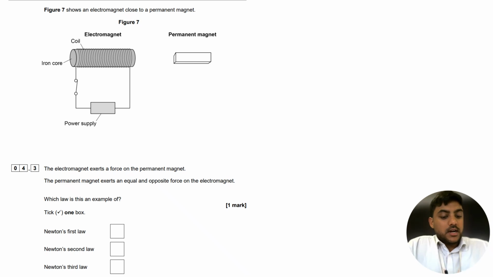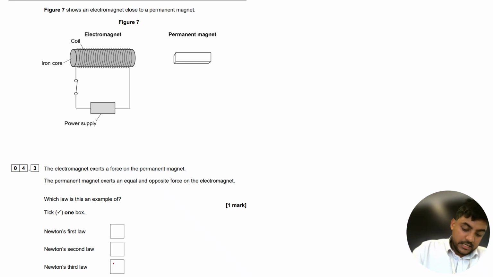Now, figure 7 shows the electromagnet close to a permanent magnet. The electromagnet exerts a force on the permanent magnet. The permanent magnet exerts an equal and opposite force on the electromagnet. Which law is this an example of? This is a forces question disguised as an electromagnetism question. The example where equal and opposite forces are exerted is Newton's third law.